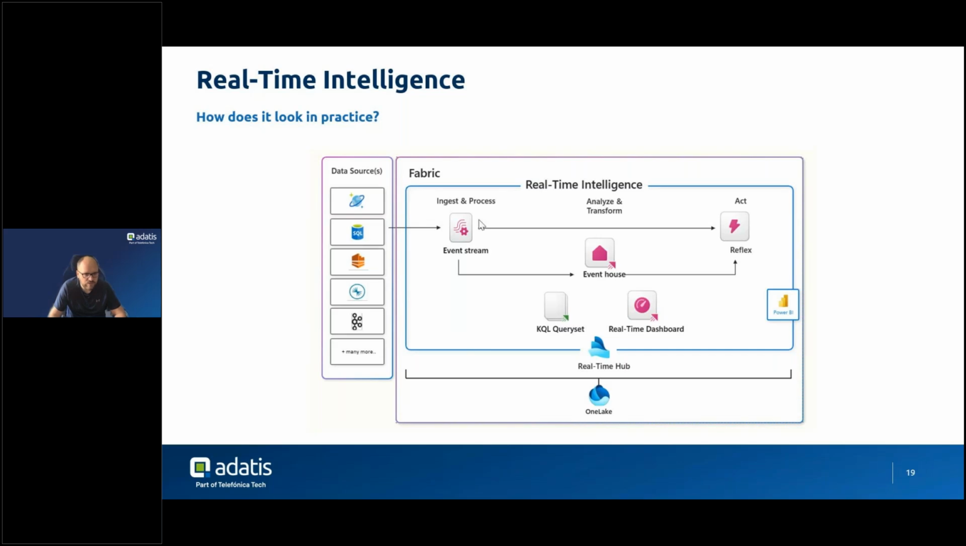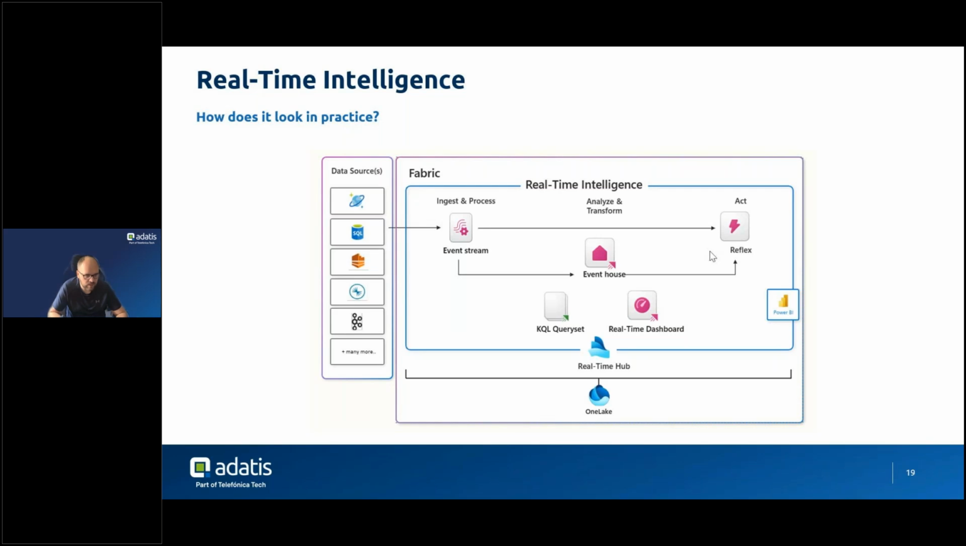From that event stream, we can push data into an event house, which is basically a KQL database. That's a place where we can start to query that data and transform it. Then from that, we can push that data out to Power BI for visualization, out to real-time dashboards for more real-time type visualizations, or into our reflexes where we can take some action on that data. And all of that data is stored within OneLake.